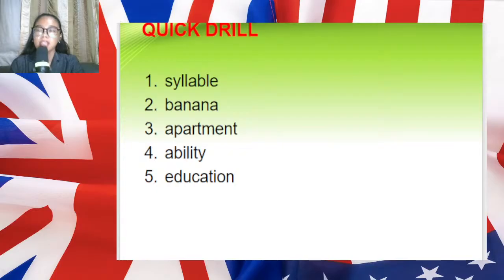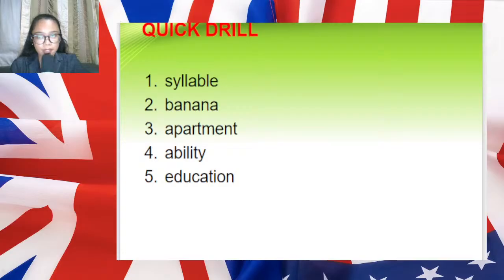Say it slowly with me. Ability. Again, ability. Now faster. Ability. All right. It's your turn now. Okay. All right. Good. Fifth and the last one. Education. Again, education. This also has four syllables, and the stress is on where?